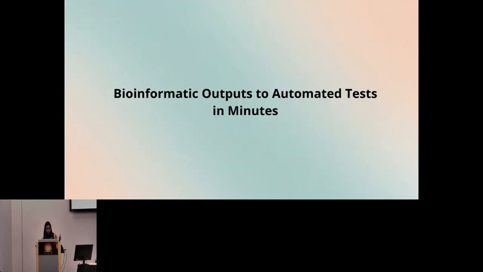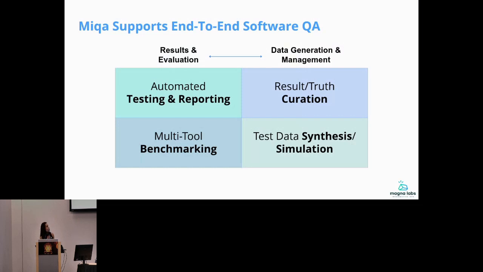So just to recap, in about 10 minutes, we just went from plain outputs of 2 versions of our pipeline to fully automated tests that we can execute on every code change. And this makes it easier for us to detect even subtle issues that could potentially turn into bigger problems if they remain unresolved. So Miqa actually does more than just automated testing and reporting because we want to be able to support end-to-end software QA.